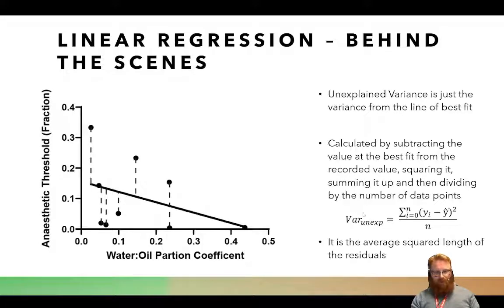Yes, we can. See, this here, the length of these black lines is the unexplained variance, because this is how far the data is from our prediction, this black line, the line of best fit. So the equation looks almost the same, except instead of it being the distance from the mean, we now calculate the distance from the line. So this is our unexplained variance.